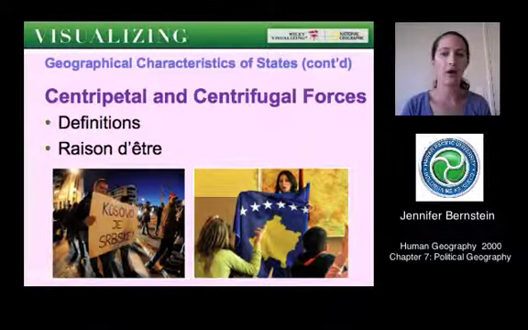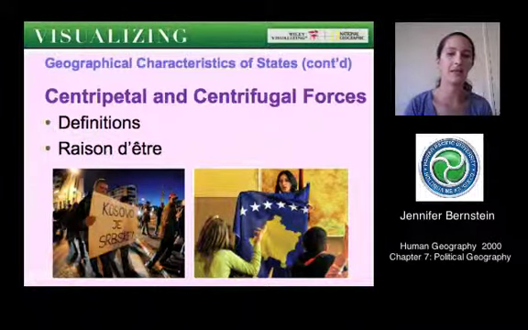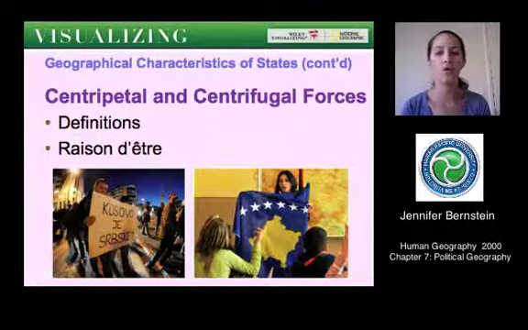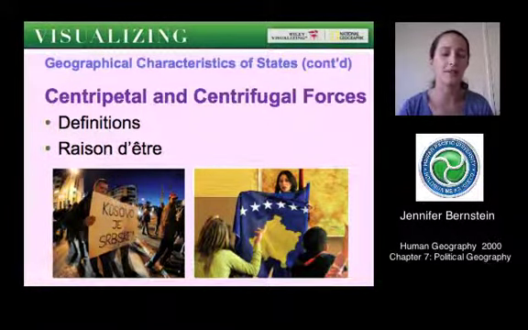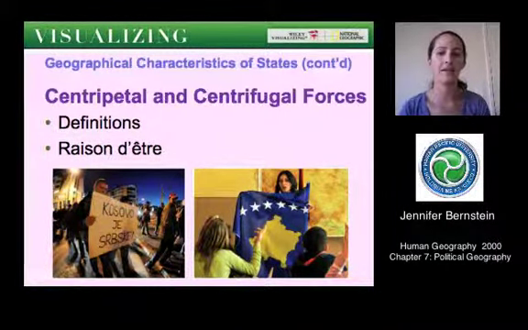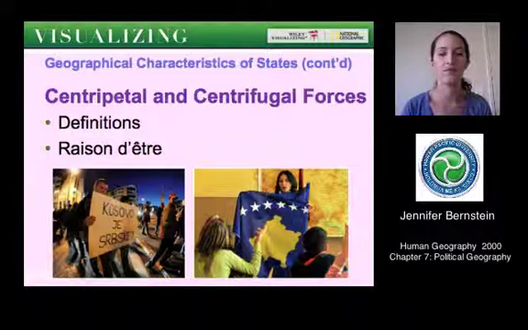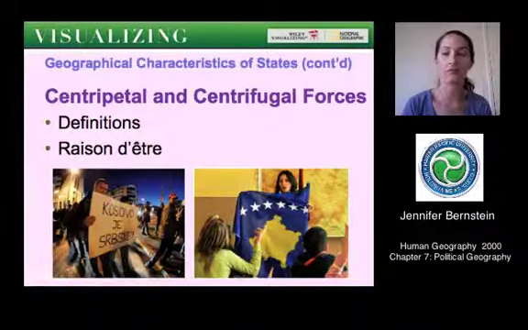So this term here at the bottom, raison d'etre, is a French phrase, and basically it means the belief that there is some sort of purpose for a state. And it's really the core of centripetal forces. So you can think about the United States. What does the United States mean? What holds it together? What's the purpose of it existing? I'm sure a few terms come to mind. That is the raison d'etre. It definitely keeps the centripetal forces strong.